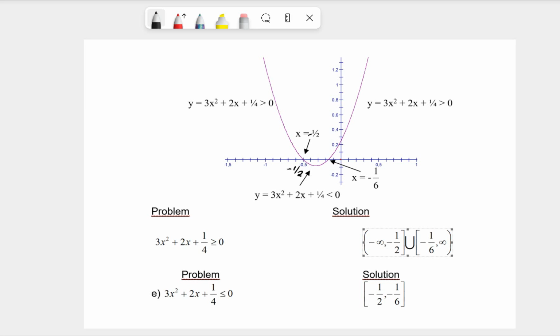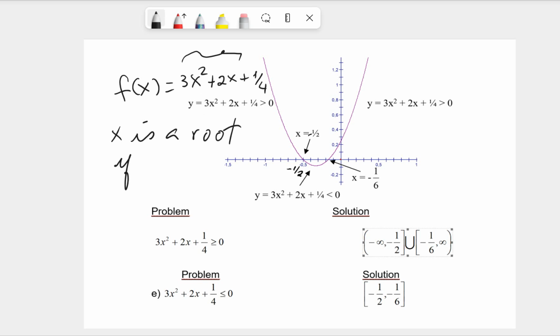How to solve an inequality like this one. All you have to do is draw the parabola, f(x) equals, just draw this function. If you want to solve this inequality, find the roots. I mean the x such that x is a root if f of x is 0.